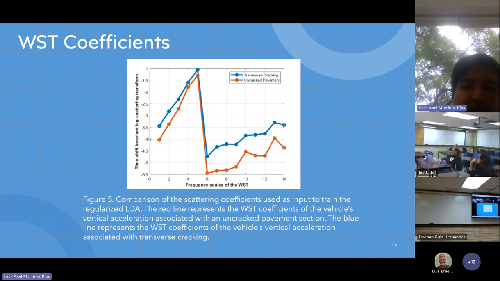In this case, in blue, you can observe the scattering coefficients of a vehicle vertical acceleration signal associated with transverse cracking. And in red, you can observe the scattering coefficients of a vehicle vertical acceleration signal associated with uncracked pavement. So these were basically the features or the coefficients that we used to train the linear discriminant analysis. In total, there were 14 coefficients.